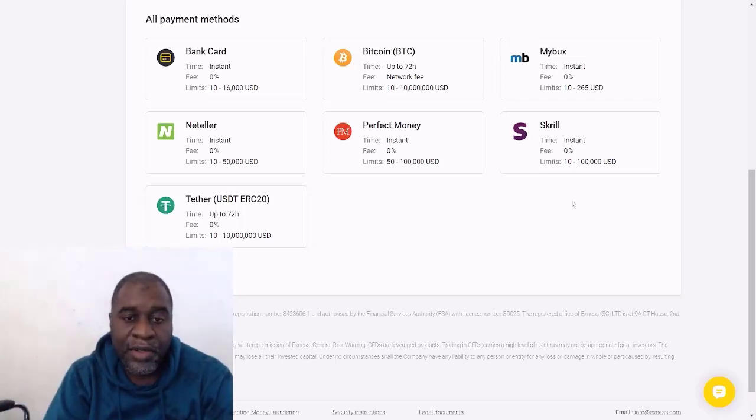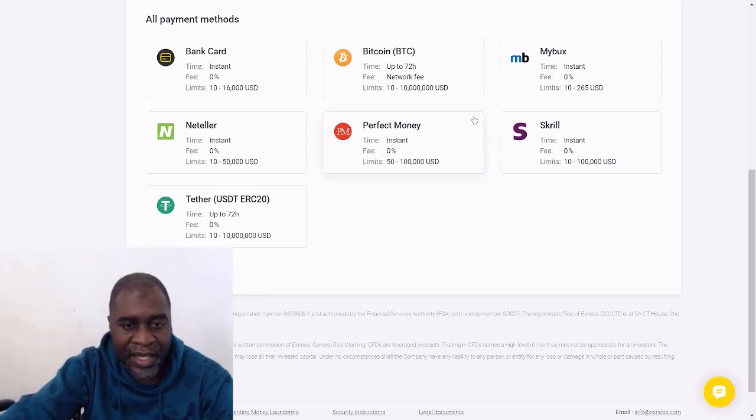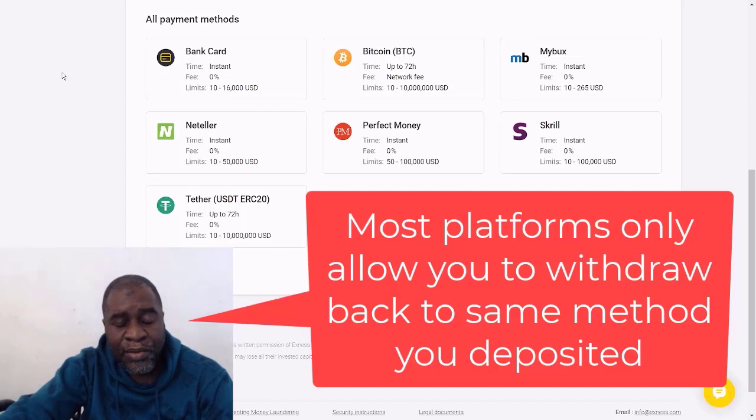Okay, so now I'm just going to talk about some things you need to know before you choose which method you're going to use to deposit. This applies for most, if not all, of the trading platforms that we can use in Zambia, Africa, or most of the world outside of the US and Canada. As a general rule, most of the platforms will require you to withdraw back to the method that you used to deposit your initial investment.